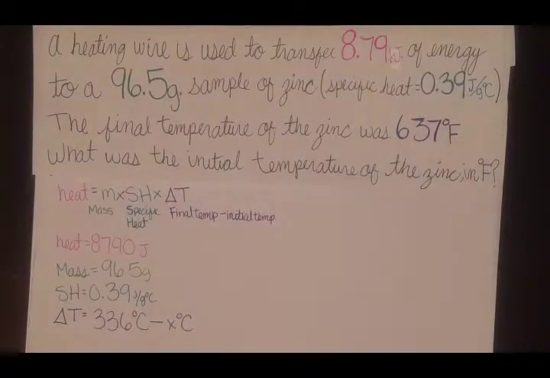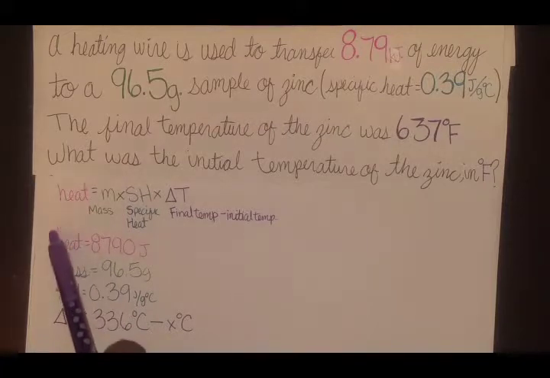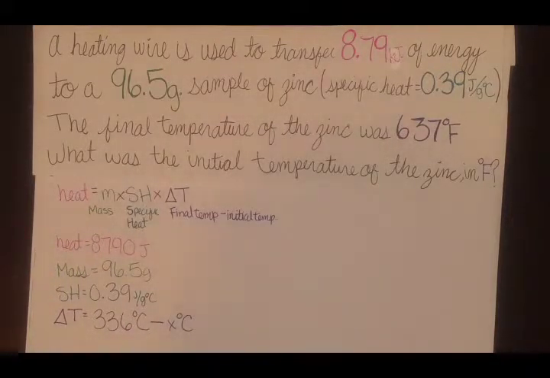Okay, so now we have written out our heat equation, which is this right here. And this is what we're going to use to find the initial temperature of the zinc in degrees Fahrenheit. What I like to do when I start off my problems is list all of my factors. So I have the heat, which we converted to joules. I have my mass. I have my specific heat. And we have part of our temperature here. So now we can start plugging in all of our units into our equation.